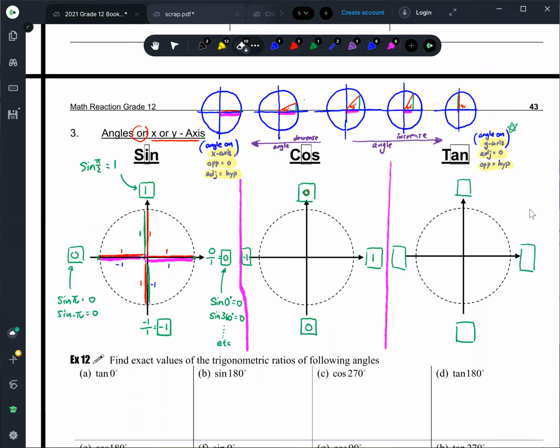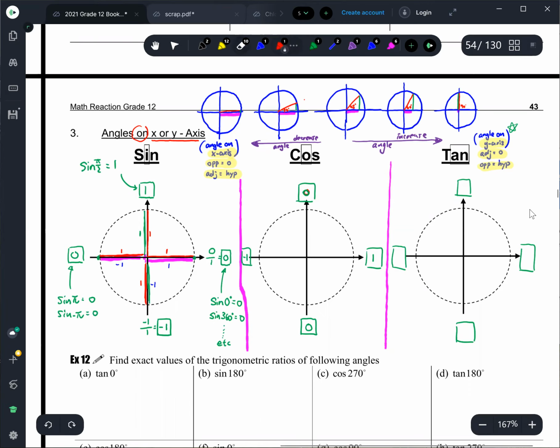On the x-axis, opposite disappears. On the y-axis, adjacent disappears. Okay, that's the main thing you need to remember. Then you can figure out the ratios. Okay, let's start with 0 degree. Tangent of 0 degree. Sophie, what's your answer? Got 0. Very good. Opposite over adjacent. Opposite is gone, right? So 0 over 1.